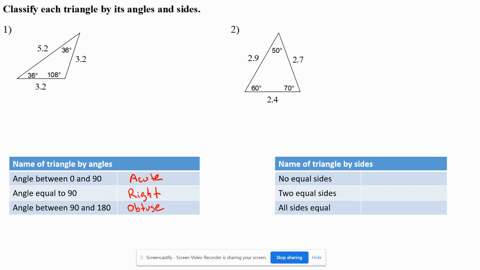But first of all, let me talk about the name of the triangle based on the sides. If the triangle has no equal sides, that means all the sides are different numbers, I'm going to call this scalene. If all the sides are different, I'm going to call it scalene. Now, if two sides happen to be equal, I'm going to call the triangle isosceles. Now, if all three sides happen to be equal, I'm going to call this triangle equilateral.